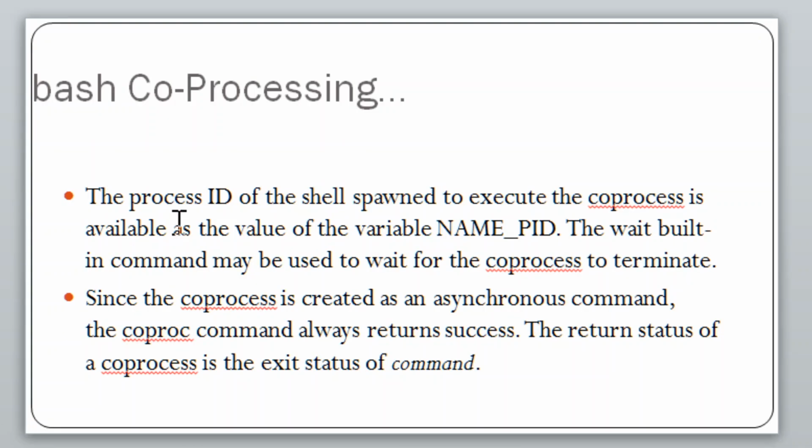The process ID of the shell spawned to execute the coprocess is available as the value of the variable NAME_PID. The wait built-in command may be used to wait for the coprocess to terminate, and since the coprocess is created as an asynchronous command, the coproc command always returns success. The return status of the coprocess is the exit status of the command.